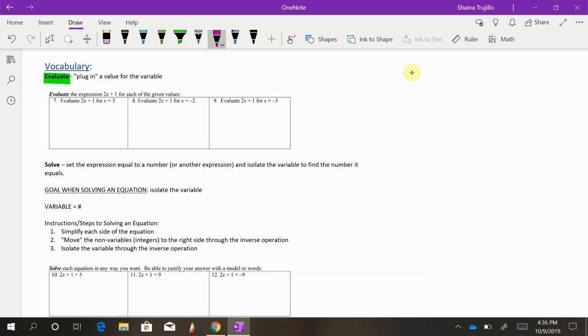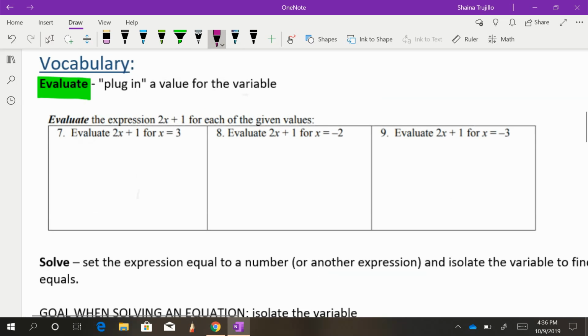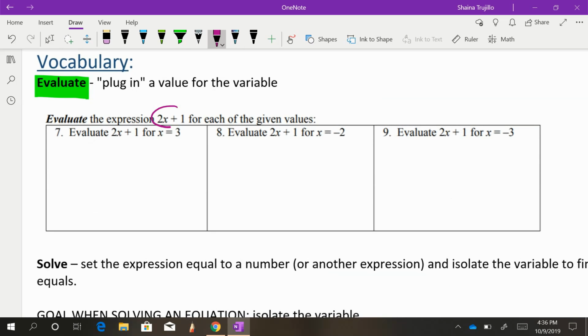So we're going to take this expression right here. I'm going to zoom in a little bit so we can see it a little bit better. We're going to take this expression right here, 2x plus 1. Okay, number 7 asks us to evaluate 2x plus 1 for x equals 3. All that means is that we're going to plug in this 3 value where our x is. Okay, and if you remember, this 2x is just 2 times x. So that's why I wrote it this way, 2 times 3. So I'm left with 6 plus 1 and 7. Ta-da! I have successfully evaluated this expression.